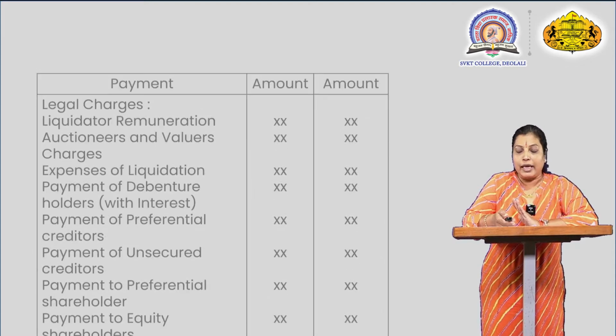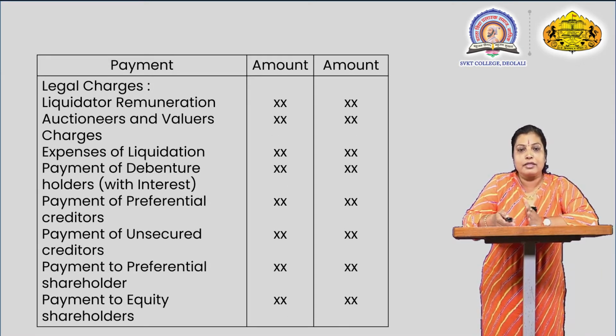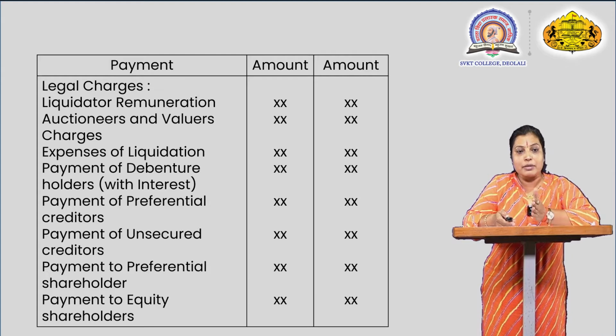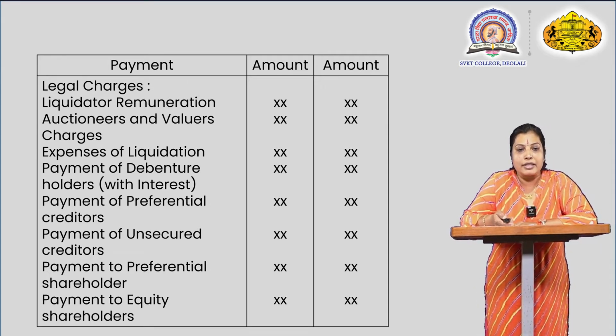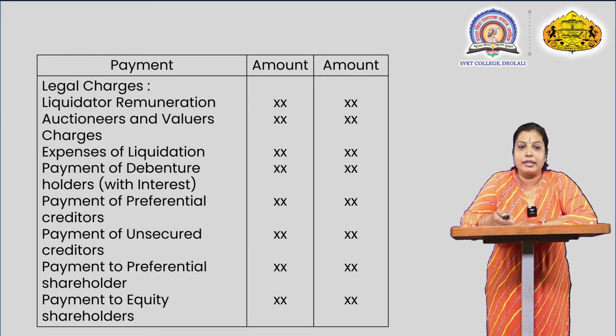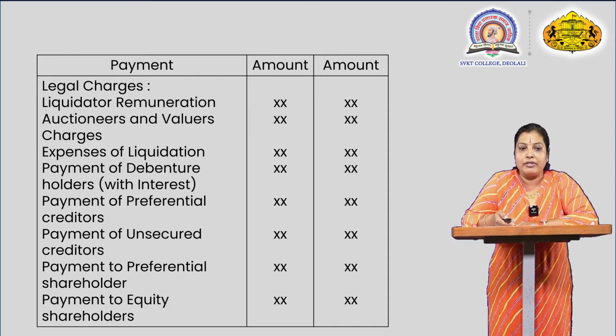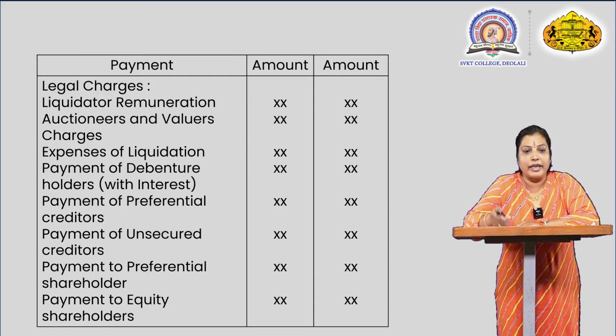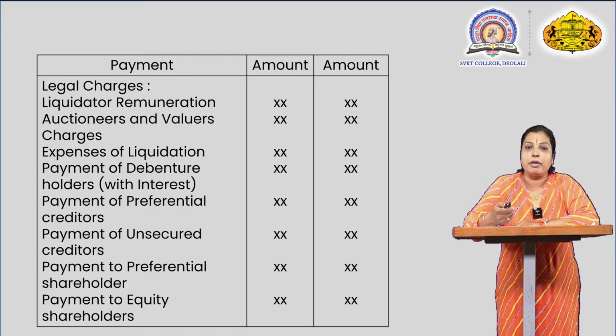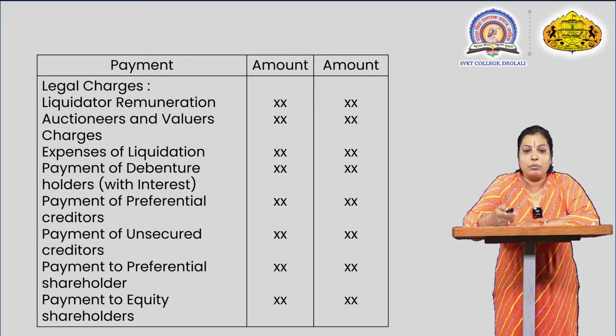And on the liability or payment side, this is the format and this is the order of payment in the winding up of companies. First is legal charges, then the liquidator's remuneration, which is decided by the court, auctioneers' and valuers' charges, expenses of liquidation, and payment of debentures. If the debenture holder is given in the problem, we calculate the interest up to the winding up. Then payment of preferential creditors, payment of unsecured creditors, and the last payment goes to equity shareholders, who are the owners of the company.